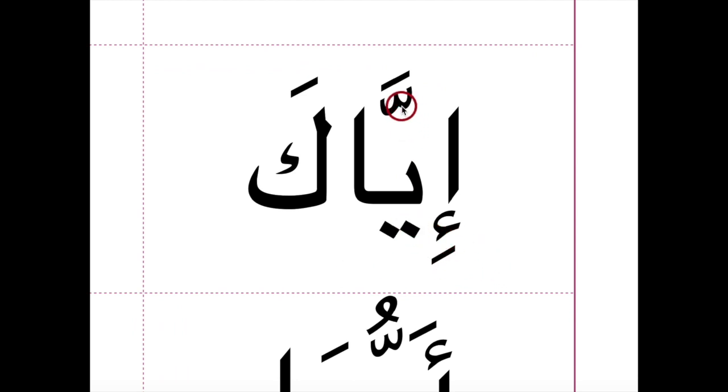Alif kasra ya shadda, e, and make sure you completely say e, it's not air, it's e. Ya alif fatha ya. So you're holding on to the first ya in this double letter with the sukoon on it for just a moment longer so that you can join onto the second ya. Ya kaf fatha ka, iyaka.